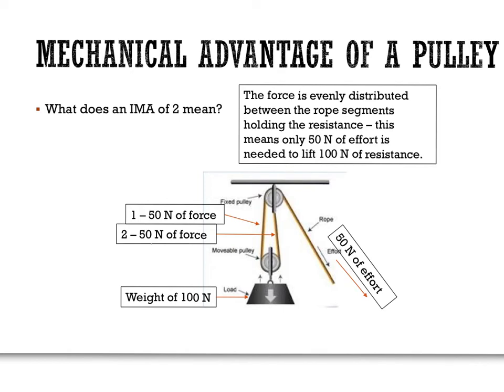So what does this IMA of 2 mean? Well, when we look at a pulley system, all of the ropes that are supporting the resistance weight distribute the weight evenly between them. Alright, so in this case we have 2 ropes, right, that are supporting the resistance weight. Both of those ropes take on half of the total weight. So if we have 100 newtons, each of those ropes only has to take on 50 newtons, right? Distributes it evenly. And what that means is this, then I would only need to apply 50 newtons of effort force to lift that 100 newton weight.